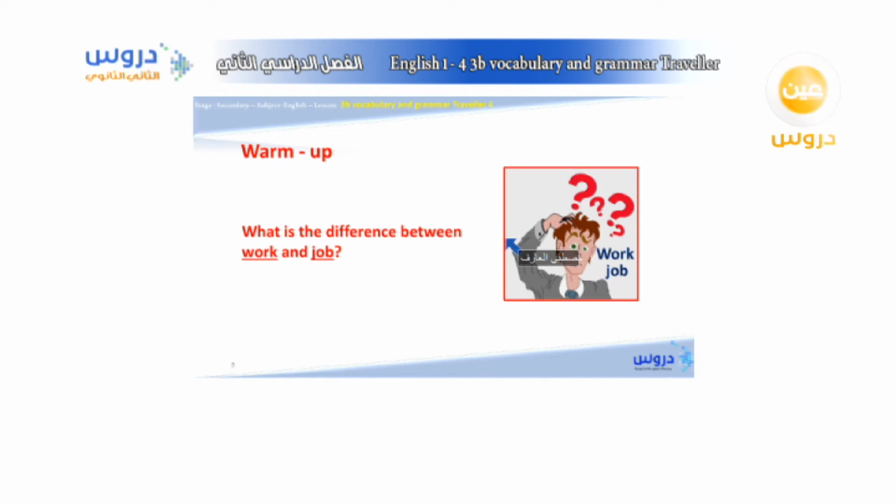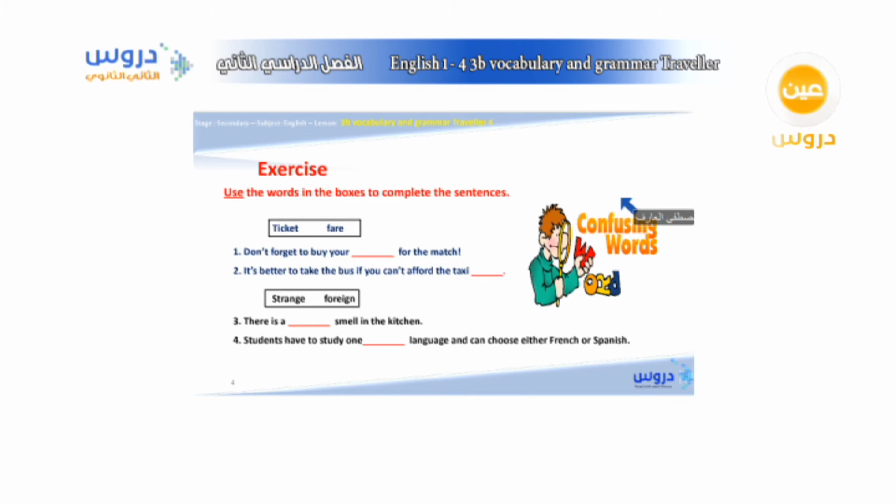So the question for today is, what is the difference between work and job? And this is what we just explained. If we jump to the more confusing words, we need to learn how to use them and differentiate among the meanings. The question is, use the words in the boxes to complete the sentences. We have two confusing words each time; we need to choose one here and one here. If you know one here, you know the other one.